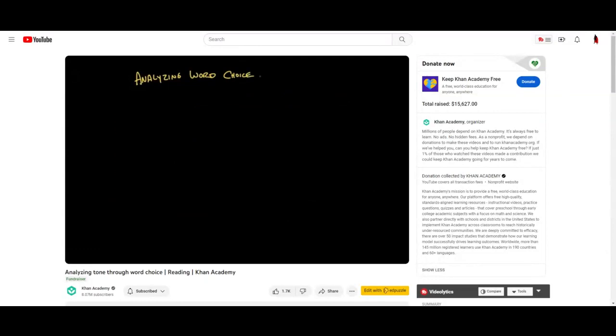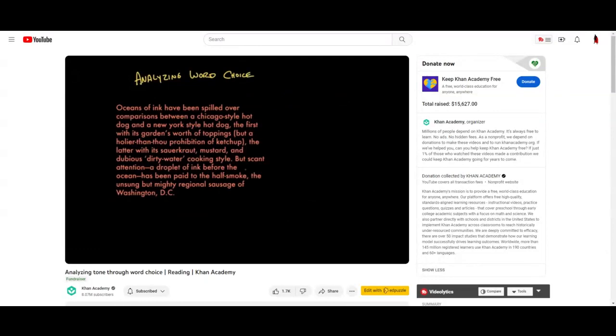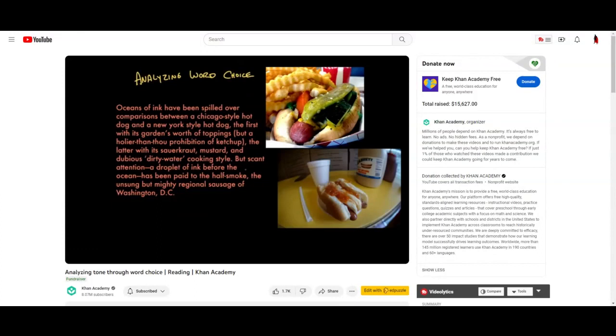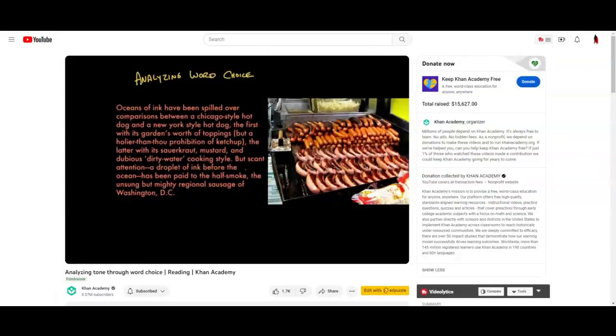Oceans of ink have been spilled over comparisons between a Chicago-style hot dog and a New York-style hot dog. The first with its garden's worth of toppings, but a holier-than-thou prohibition of ketchup. The latter with its sauerkraut, mustard, and dubious dirty water cooking style. But scant attention, a droplet of ink before the ocean, has been paid to the half-smoke, the unsung but mighty regional sausage of Washington, D.C.